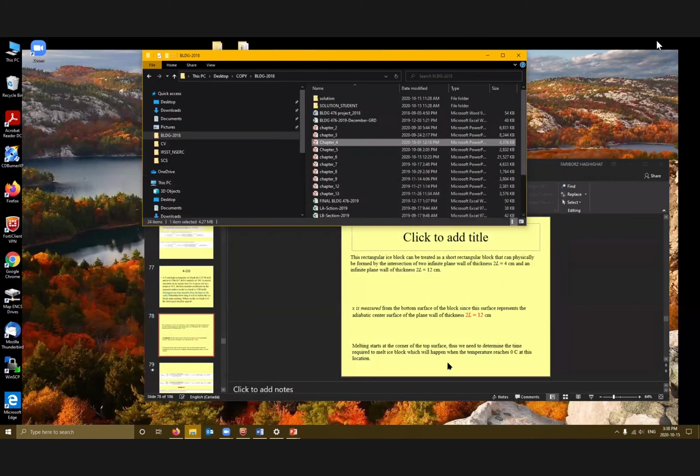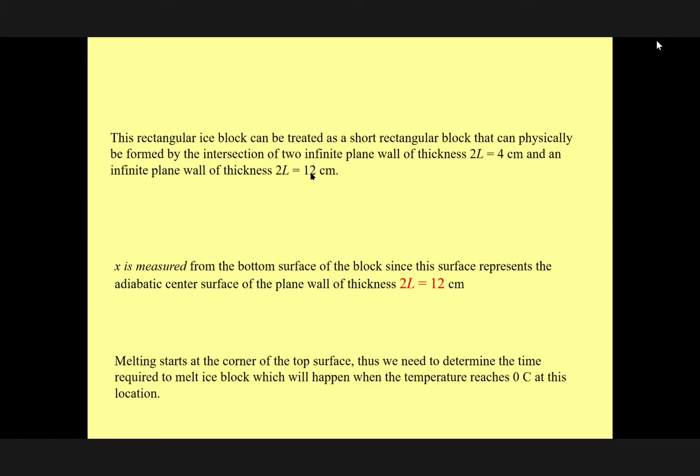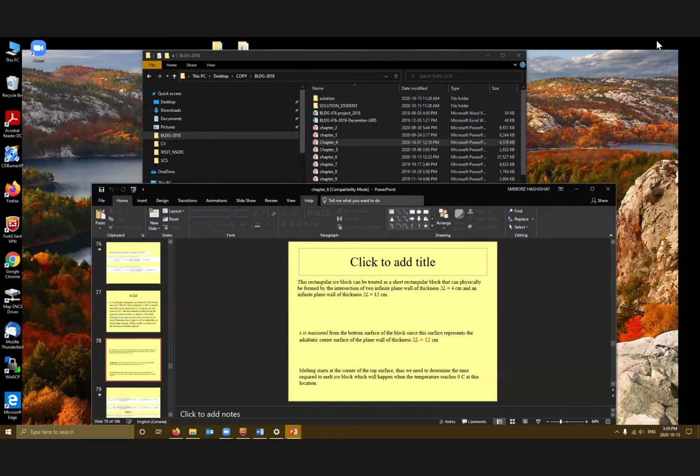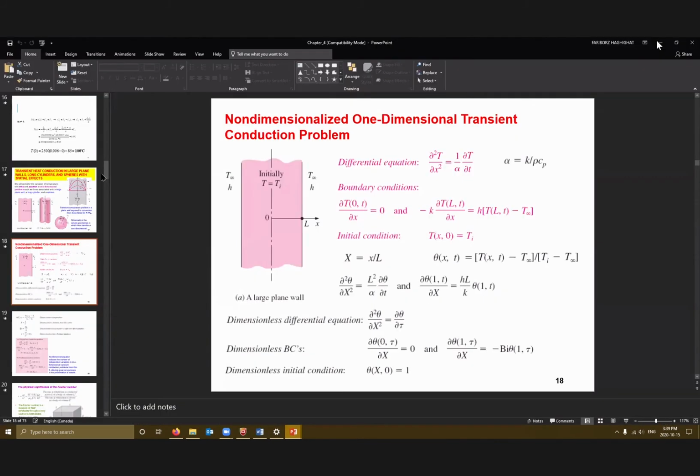Therefore, we go back here and we're trying to use this one. The block mentioned, I don't know what I used, 12 centimeters, has to be 10 centimeters. The block can be treated as a short rectangular block that can physically be formed by the intersection of two infinite plates. Therefore, as you mentioned, this is a three-dimensional problem. Let me go back again to tell you why. Again, we are trying to use this scenario.